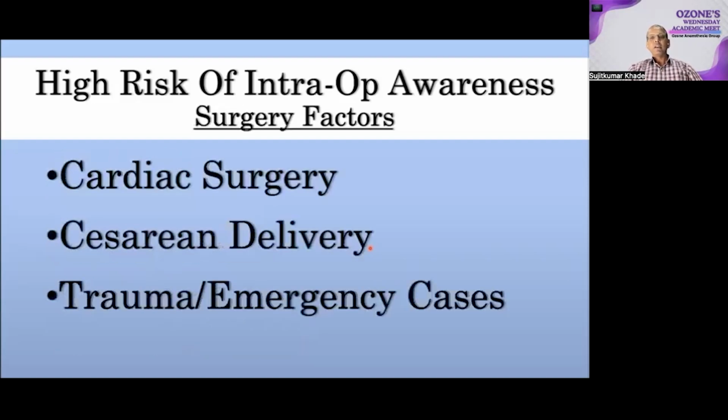Coming to the surgical factors for intraoperative awareness, the cardiac surgery incidence is 1 to 1.5%, cesarean delivery 0.4%, so these are high-risk patients. Trauma emergency cases where there is uncontrolled hemorrhage or there is airway trauma, these patients carry the highest risk. There are some reports which say that the incidence is 5 to 10%. So ASA guidelines explicitly list cardiac, then cesarean sections, trauma, emergency and high-risk surgical procedures for intraoperative awareness.